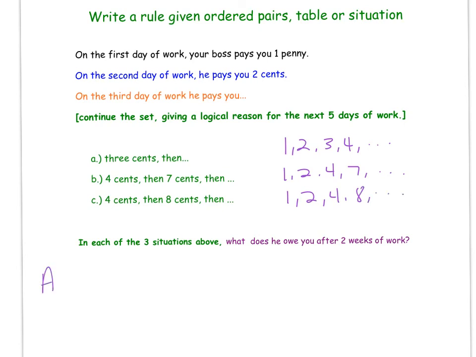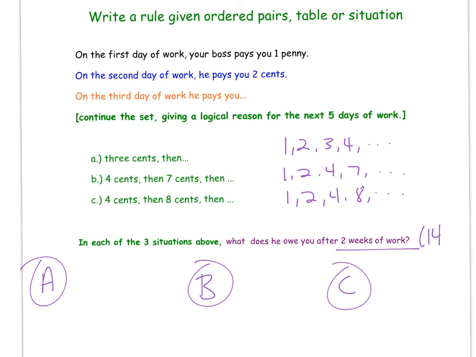And then in situation A, how much would he owe you after 2 weeks? In B, and in C. And that's what we need to figure out. So you need to find the pattern and figure out what you would get for 14 days.